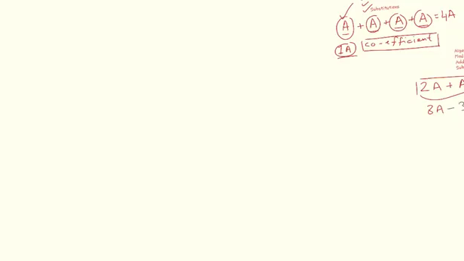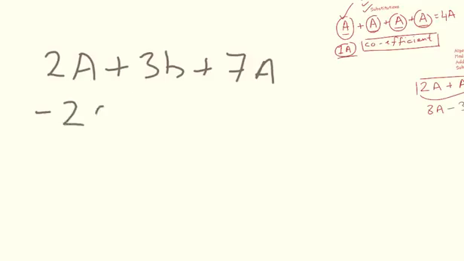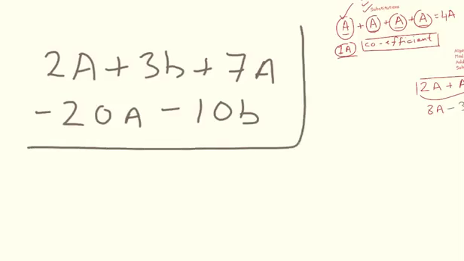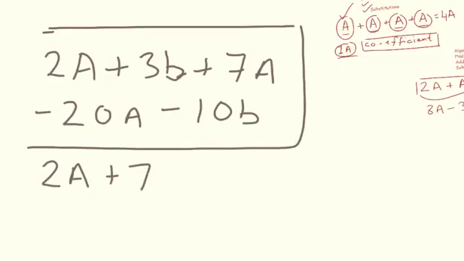What about if we have 2A plus 3B plus 7A minus 20A minus 10B. You get something like this in an exam, and they ask you to simplify it. Basically add and subtract whatever letters they are. So look at it very carefully. Look at the A's first. So I would put the A's together: 2A plus 7A minus 20A.